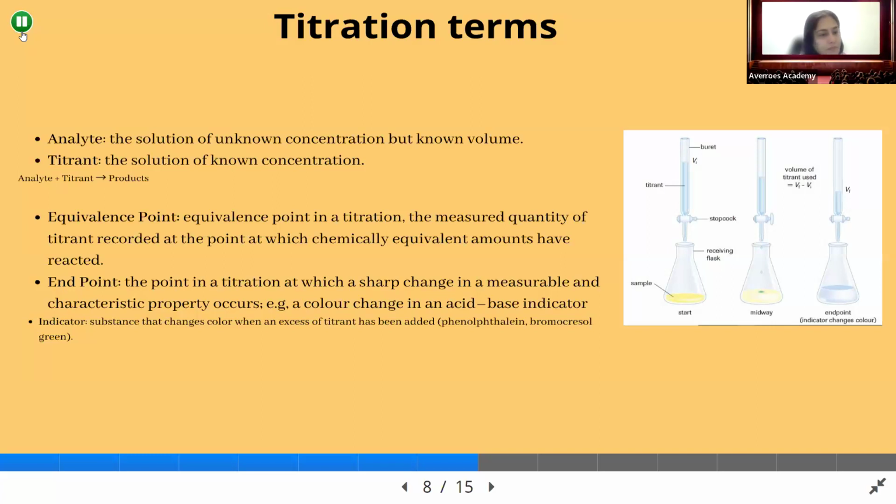You also have your endpoint, and the endpoint in a titration is the point at which a sharp change in a measurable and characteristic property occurs. In this case, it is the color change in our acid-base indicator. And that indicator is your phenolphthalein, bromothymol blue, or methyl red. It's that substance that changes color when the titration is complete.